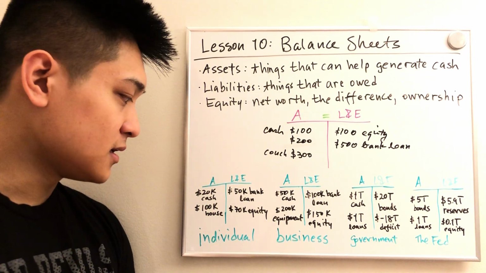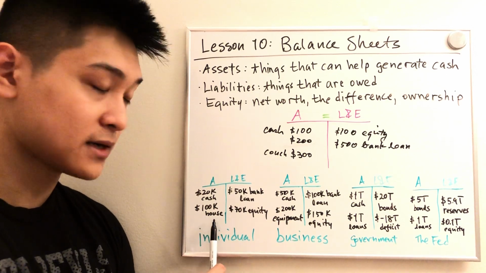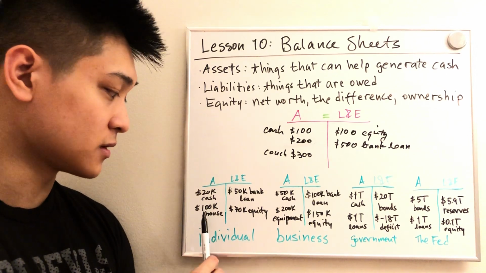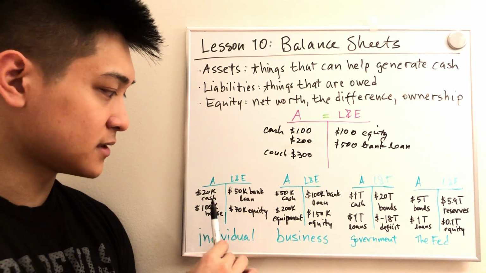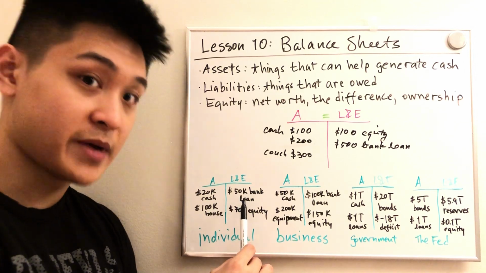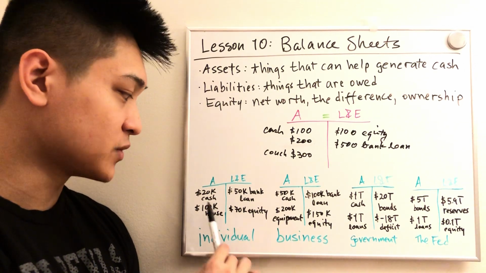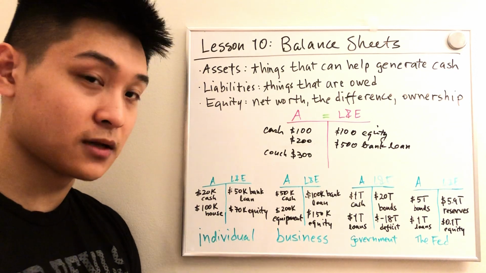That means if the individual sold the house, converted it to $100,000 in cash, which is what it's worth today, that $120,000 in cash could immediately be used to pay down the $50,000 bank loan, and he would be left with $70,000 in cash, exactly matching the $70,000 in net worth.